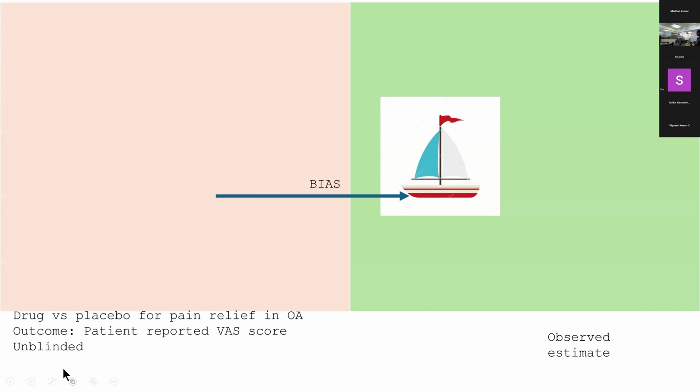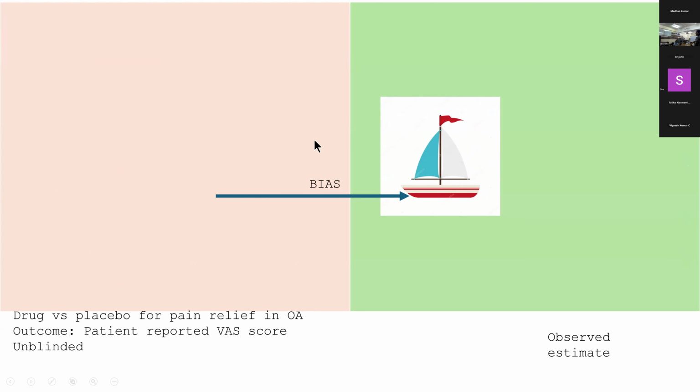Okay, I'll show you an example. Suppose you have a study which is looking at a drug versus placebo for pain relief in osteoarthritis. Now the outcome is a patient-reported score on the visual analog scale. And it's an unblinded trial. What do you think the result of the study would be? Will it favor the drug or will it be against the drug?